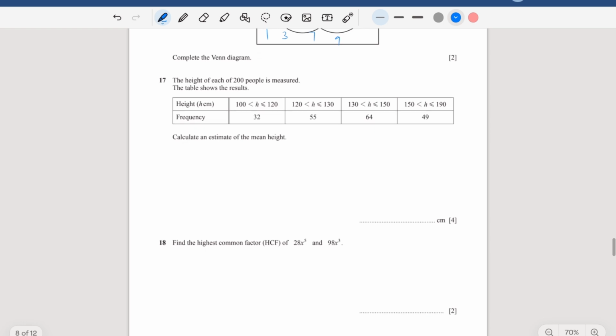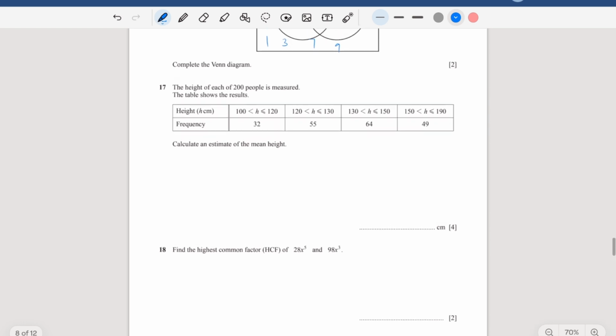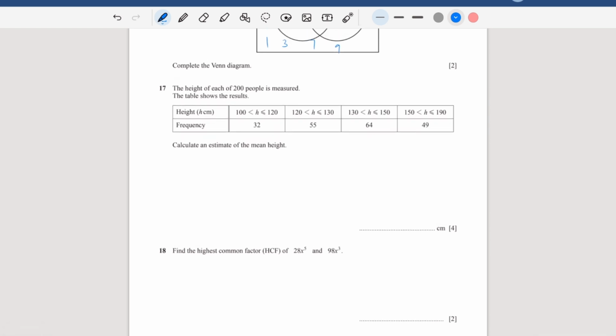Let's look at question 17. The height of each of 200 people is measured. The table shows the result. They have the intervals of the height and also the frequency. Calculate an estimate of the mean height.